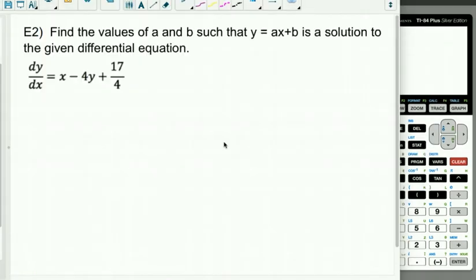All right, so in example 2, things are a little bit trickier. So this is a little bit more akin to something that you might see on an AP, maybe as multiple choice, maybe as free response. So we're going to find the values of a and b such that y equals ax plus b is a solution to this differential equation, right? Okay, so let's start by taking this solution.